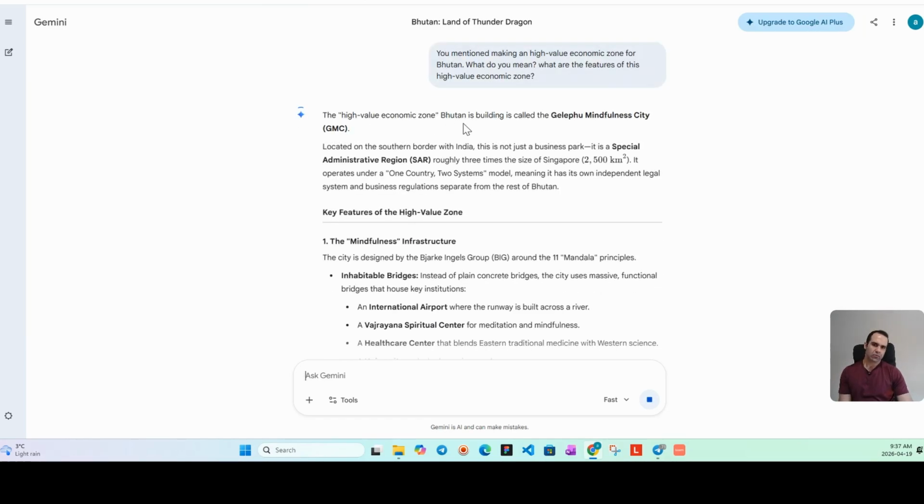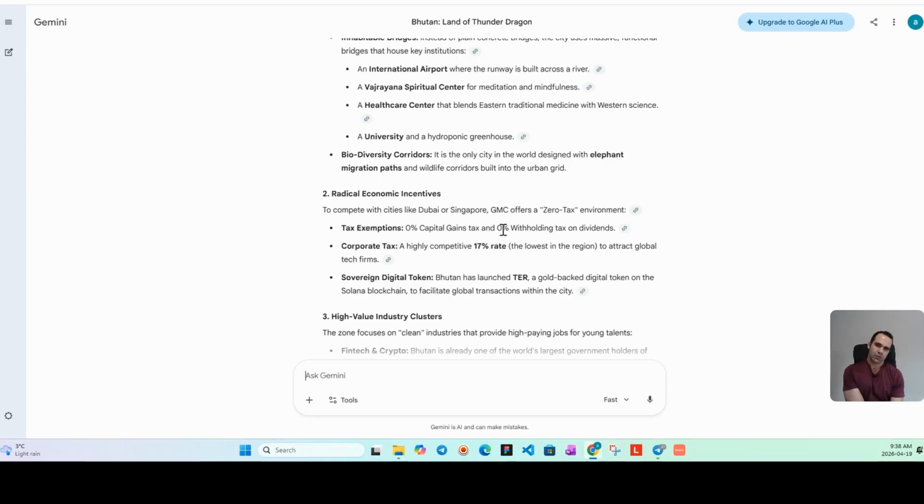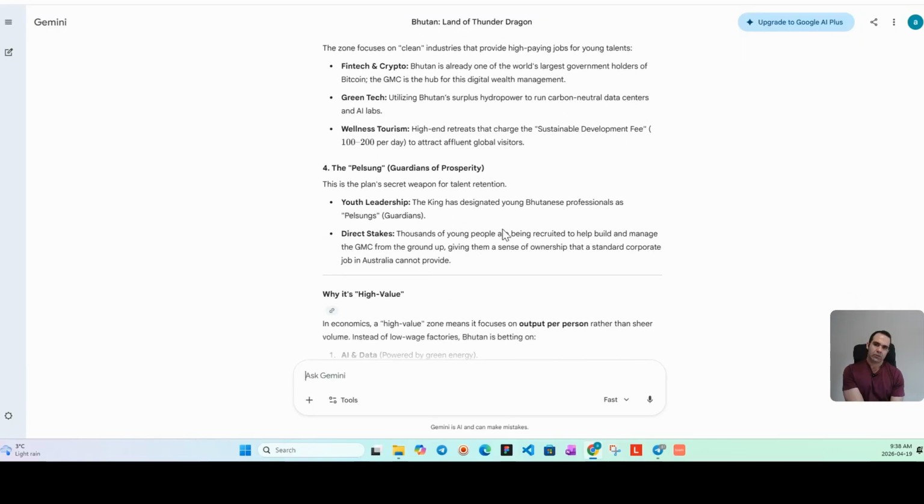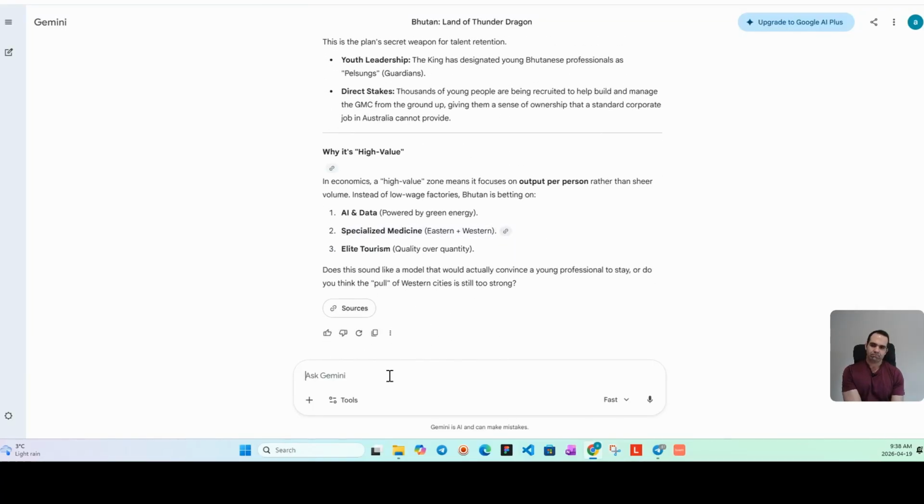The high value economic zone Bhutan is building is called the Gelephu Mindfulness City. Okay. Oh, it's talking about a specific zone, a specific place. Okay. No, this is biased on Bhutan. Let's pivot the strategy. Let's unbias Gemini.